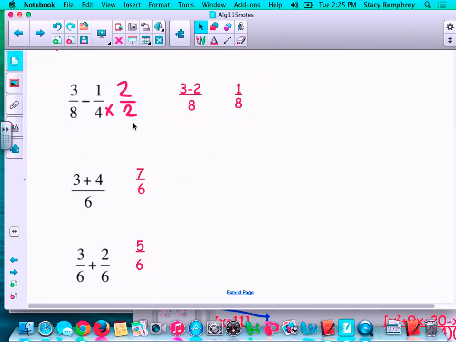Okay, down here the same idea. I changed this one so they were both eighths. I multiplied by an equivalent of 1 so that I really wasn't changing this fraction. I subtracted 3 eighths minus 2 eighths, and I was left with 1 eighth. So again, the denominator does not change. And you can see the answers for the rest below.